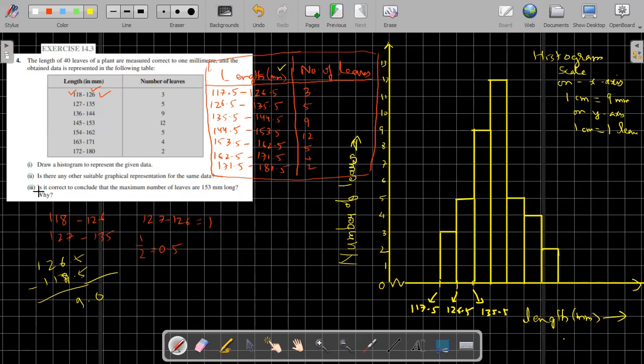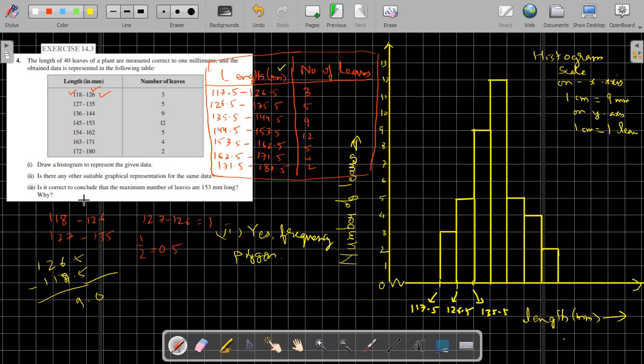Okay. Second, is there any other suitable graphical representation for the same data? Yes, frequency polygon, that we will study. For the second answer, you can say yes, frequency polygon. I am just going to tell you what a frequency polygon is.